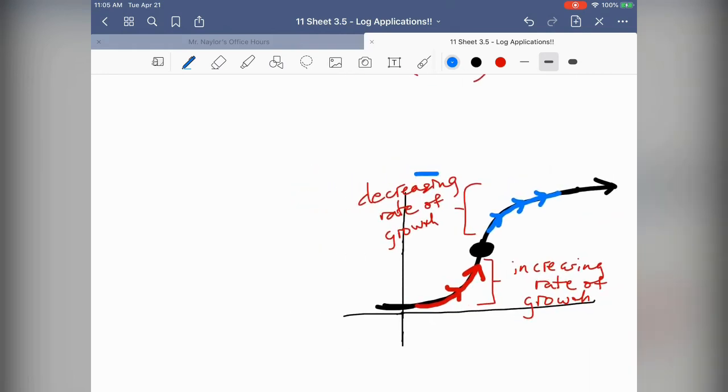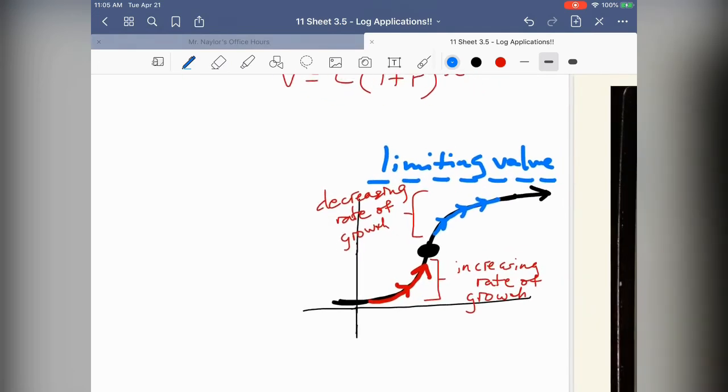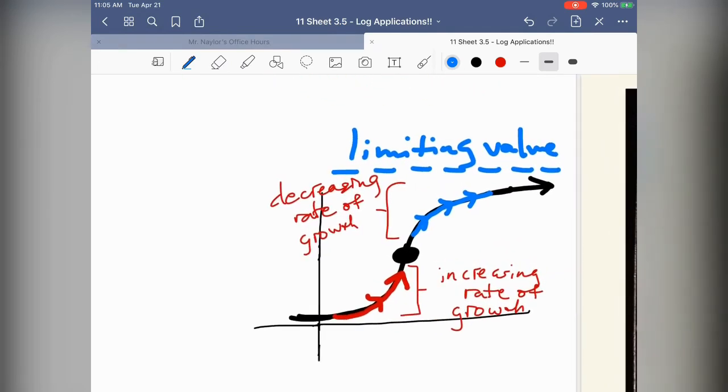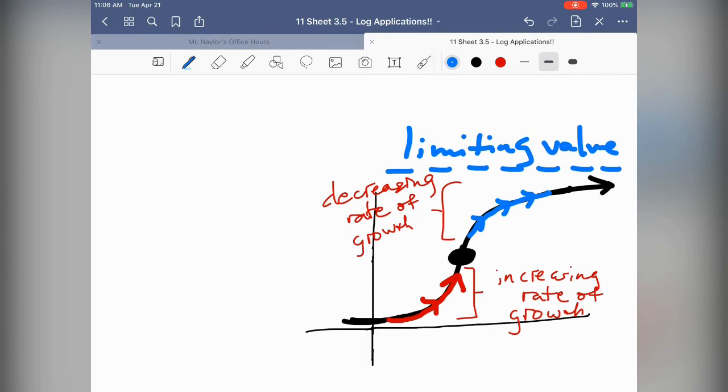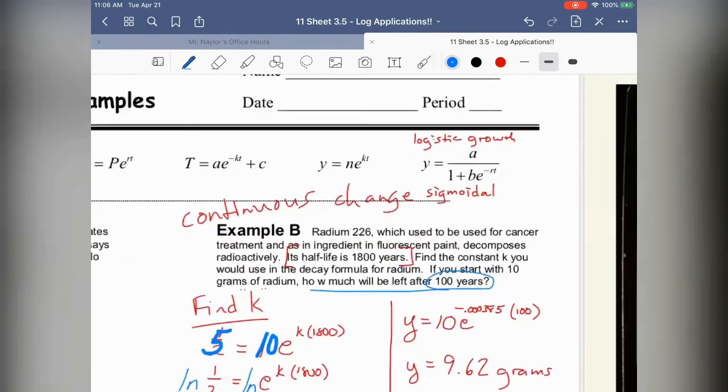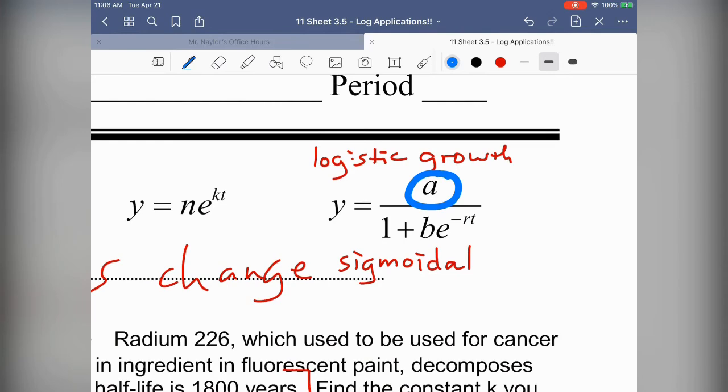In fact, it's slowing down to the point where it's eventually approaching what we call a limiting value. Now, the limiting value is actually a horizontal asymptote. And of course, that would be a line or a value that we're never going to reach or go over. And it turns out that that's actually the numerator of your formula.